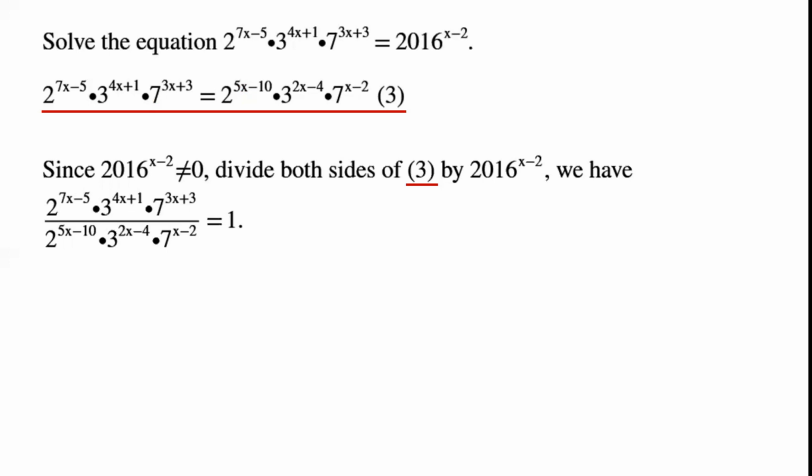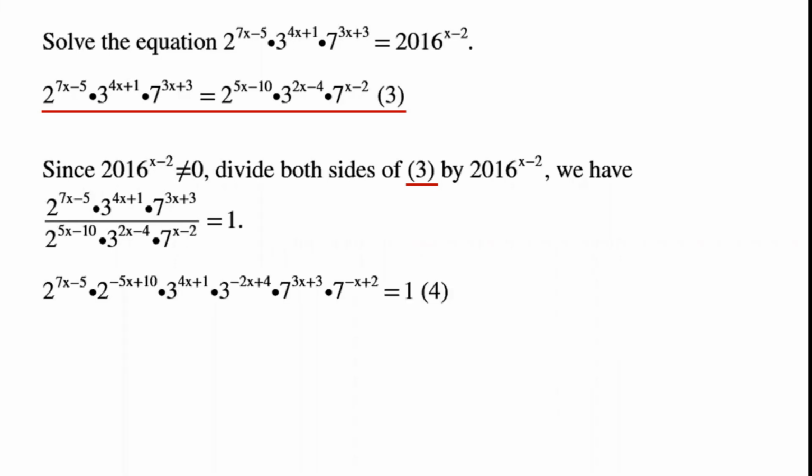Since 2016 to the power of x minus 2 doesn't equal 0, by dividing both sides of equation 3 by 2016 to the power of x minus 2, we have 2 to the power of 7x minus 5 times 3 to the power of 4x plus 1 times 7 to the power of 3x plus 3 over 2 to the power of 5x minus 10 times 3 to the power of 2x minus 4 times 7 to the power of x minus 2 equals 1.